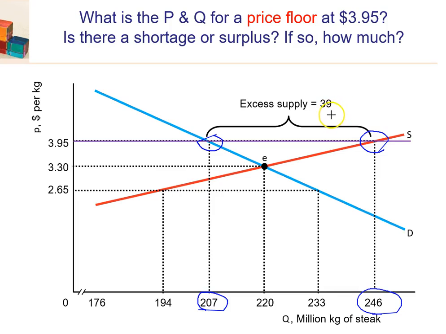So what ends up being exchanged between the buyers and sellers? It's always the smaller of the two. It will be 207. This is an example of a binding price floor that has created a surplus of goods.